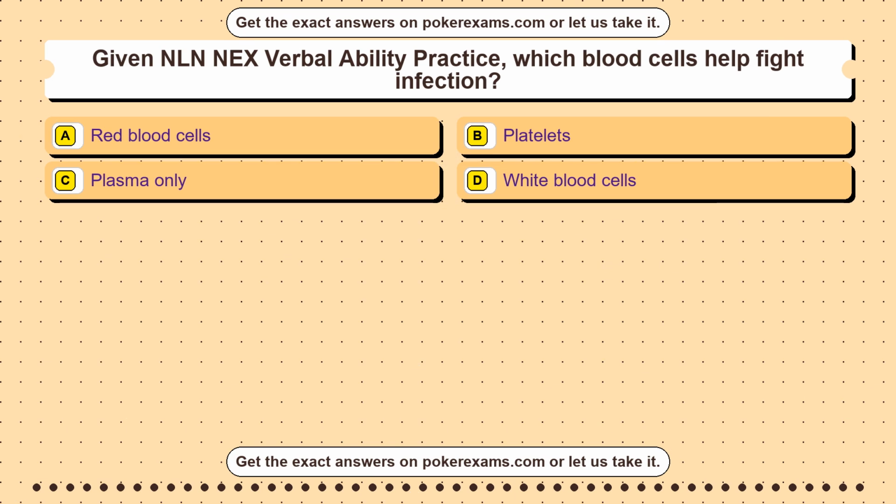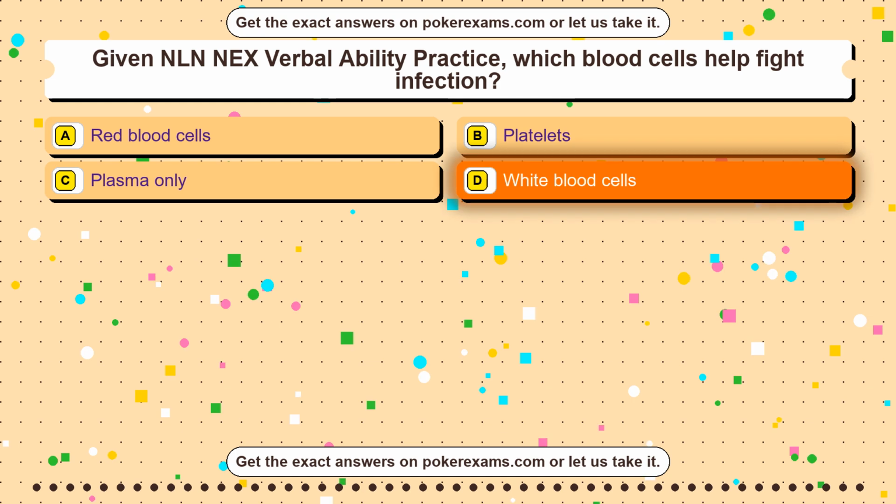Question 18. Given GED statistics practice, which number is the median of 2, 5, 9, 10, 14? Option A 9. Option B 10. Option C 14. Option D 5. The correct answer is option D.